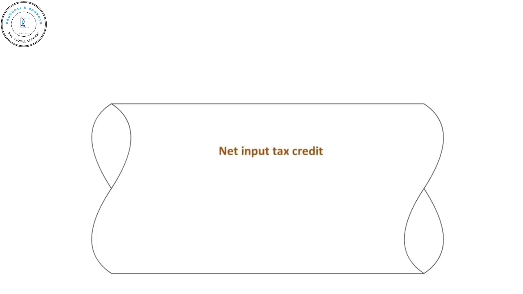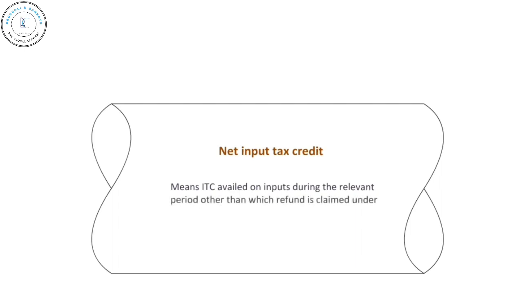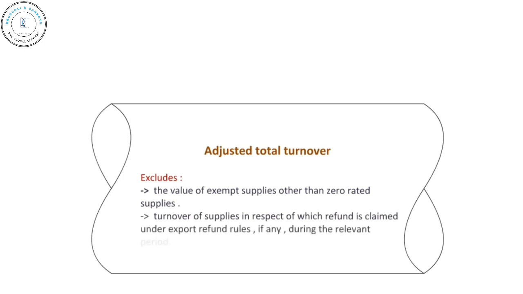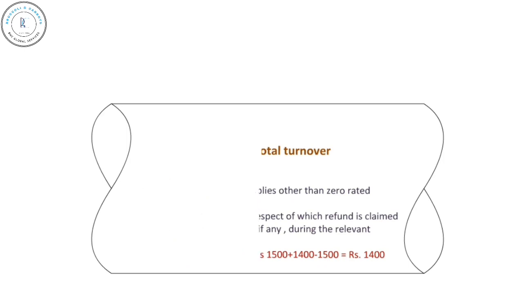Net input tax credit means ITC availed on inputs during the relevant period, other than that for which refund is claimed under export refund rules. In the example, it is 50 plus 120 minus 50 equals 120 rupees. Adjusted total turnover excludes the value of exempt supplies other than zero-rated supplies, and the turnover of supplies in respect of which refund is claimed under export refund rules, if any, during the relevant period. In the above example, it is 1,500 plus 1,400 minus 1,500 equals 1,400 rupees.